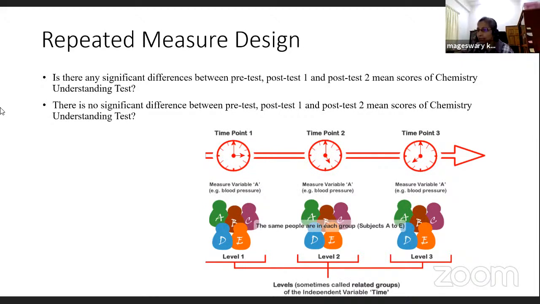Repeated measure design is exactly like ANOVA. ANOVA is the fundamental, another level is ANCOVA, and another level is repeated measure design. With all this analysis, you are trying to control type 1 and type 2 error. Is there any significant difference between pre-test, post-test 1, and post-test 2 mean scores? There is no significant difference.